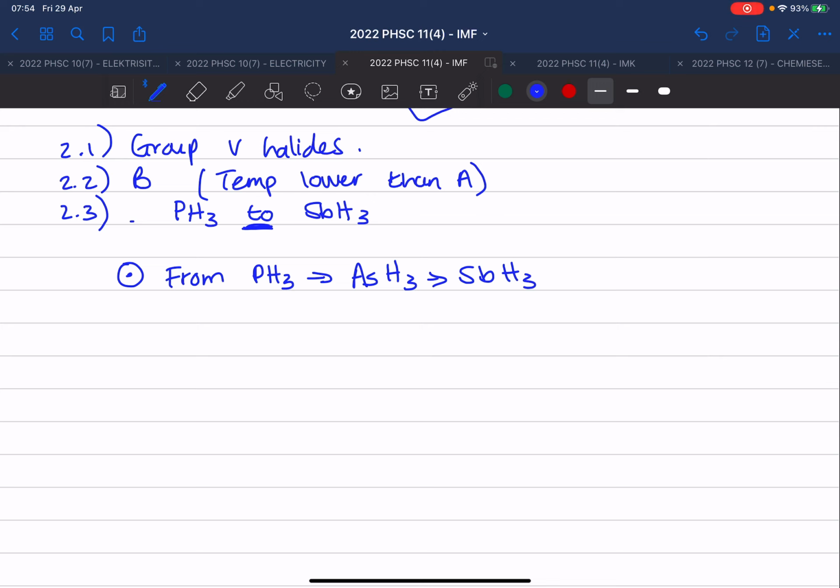What is your independent variable? What is the thing that changes every time? The mass. What happens with the mass? Is it increase or decrease? Increase. So you say from, now you don't have to mention all of them like that. You can say from this to this. Okay, so you don't have to mention all three. You can say from this to this, the molar mass increase.